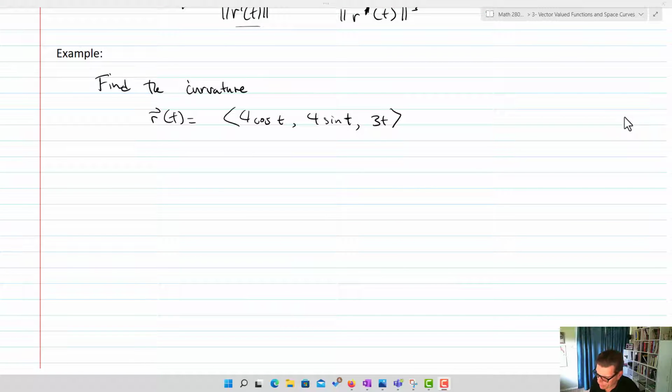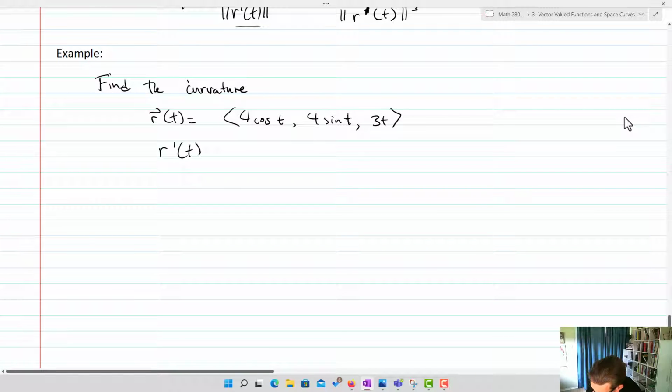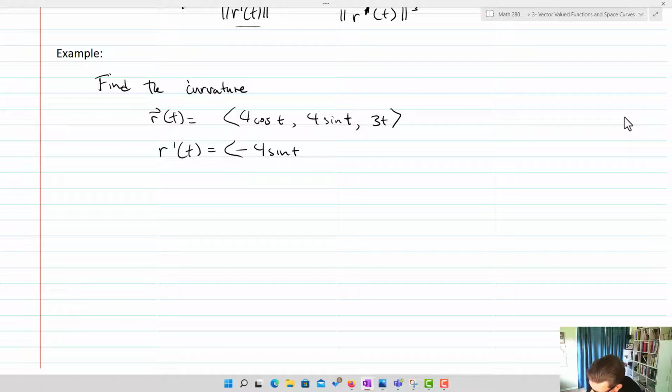So let's use our alternative formulation, see if it might be easier here. We've got the same vector valued function, r of t equals 4 cosine t, 4 sine t, 3t. So we're going to first find r prime of t. So r prime of t is going to end up equaling negative 4 sine t, 4 cosine t, and 3. And then r double prime of t is going to equal negative 4 cosine t, negative 4 sine t, and 0.